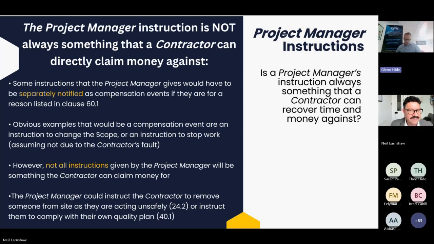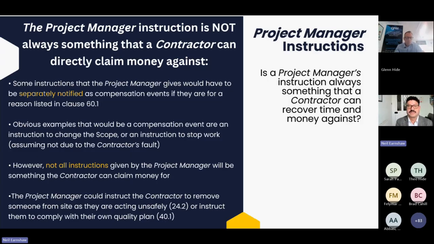So, project manager instructions. You can run through this one. Okay. So, is a project manager's instruction always something a contractor can recover time and money against? And the answer is simply no, not always, not in every instance. Some instructions the PM gives would have to be separately notified as compensation events if they are for one of the reasons listed in clause 60.1. So you don't recover time and money against an instruction, you recover time and money against a compensation event. And most of the compensation events are at clause 60.1.